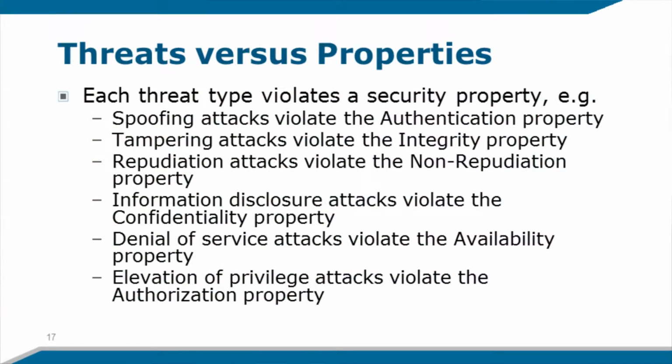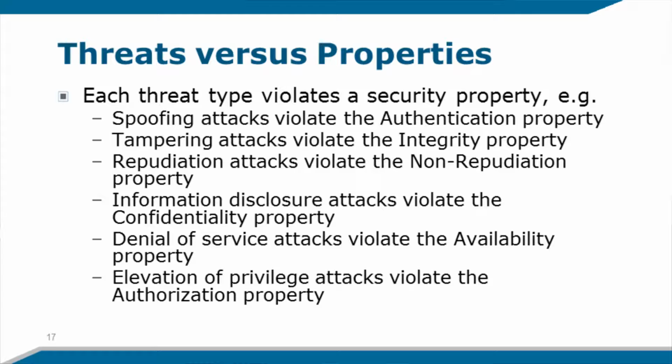So each threat type violates some security property. A spoofing attack, where you adopt an identity that isn't yours, essentially violates the authentication property of the system. You can't spoof without fooling authentication. Or for tampering, if you're tampering with some data in the system or data in transit, then you violated the integrity property of the system. That data should have integrity.